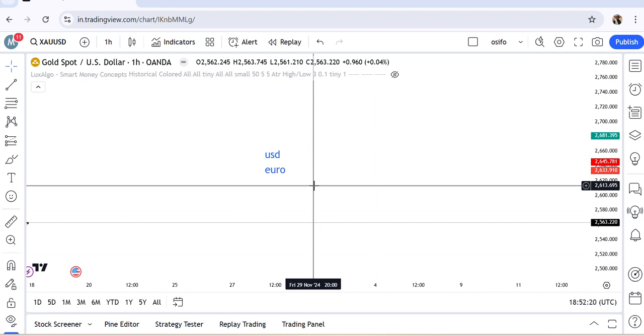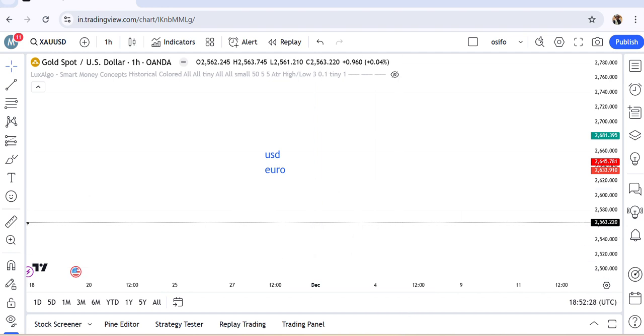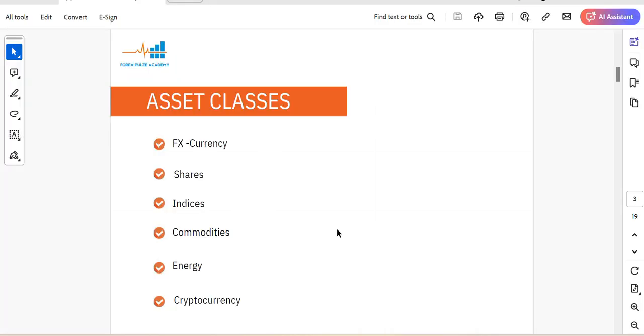All of it, you can see in your chart, in your TradingView, in your MT5 and your MT4 respectively. So that's what we call FX currency, like your euro, your dollar, your pounds, your Japanese yen, your New Zealand dollar, your Australian dollar.